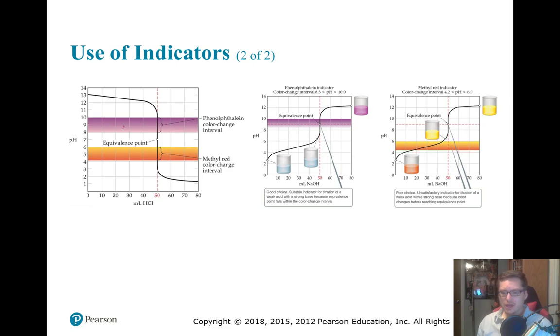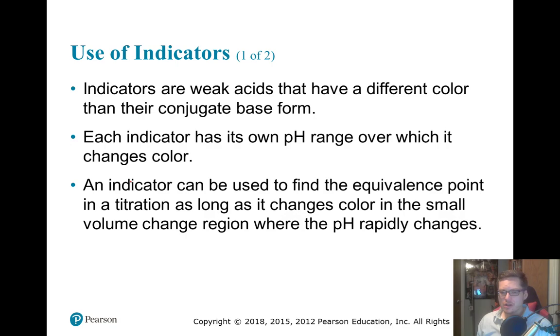And then here around 9, we get this nice color change. Methyl red, above 6, it's orange. And then below that, it's this weird red color. Its color change happens in here around 5-ish. So we can use these indicators to help us choose where we think this equivalence point is going to be.